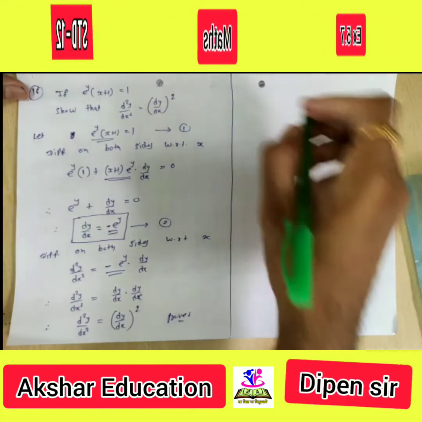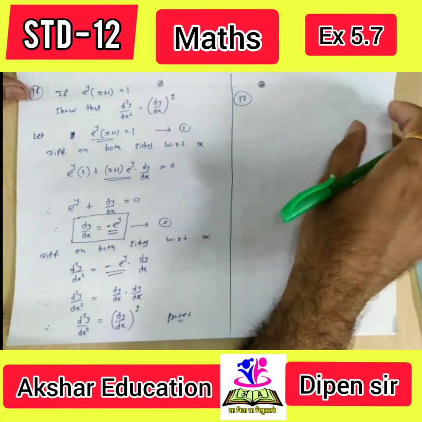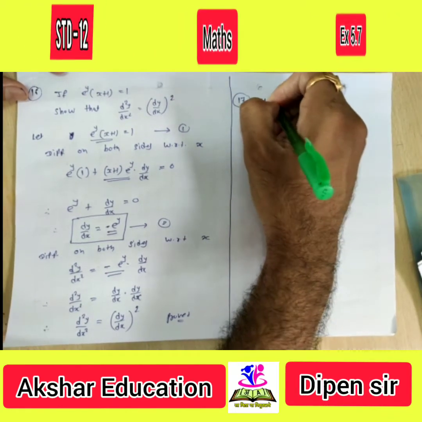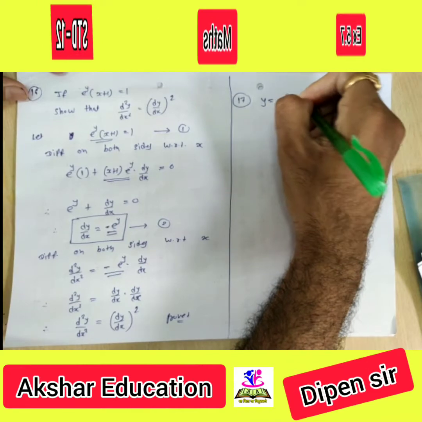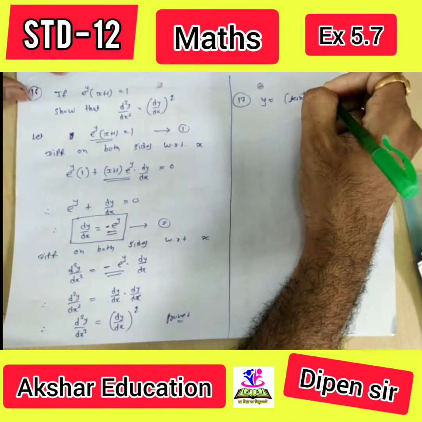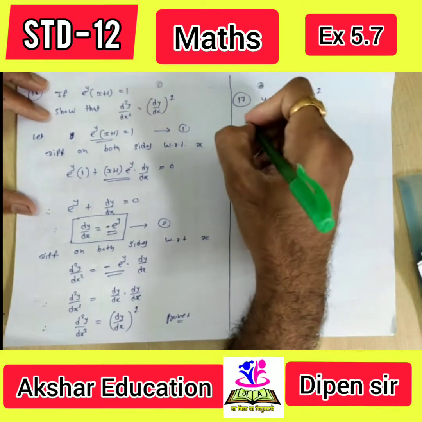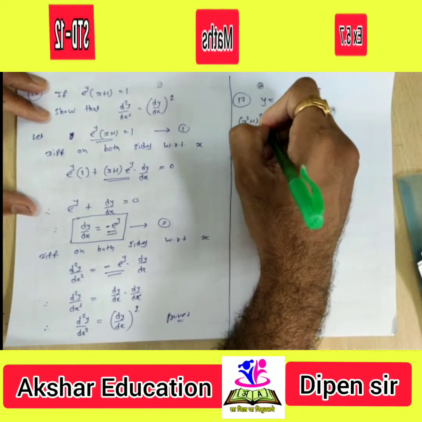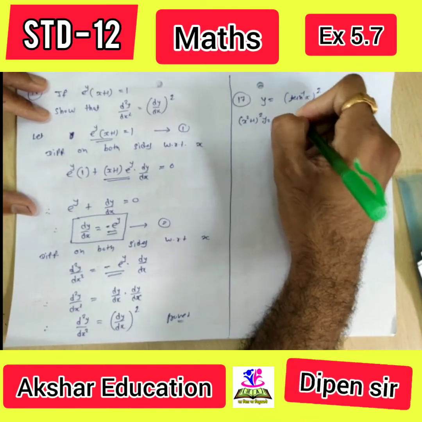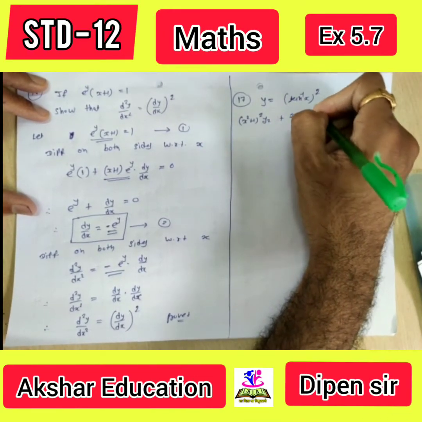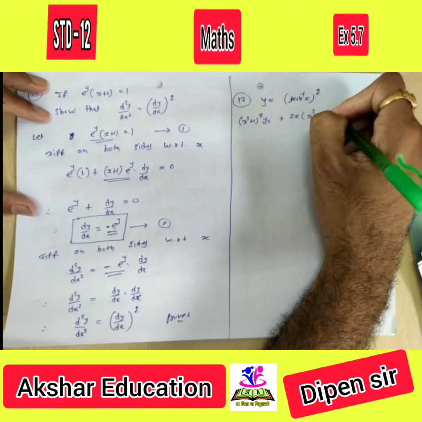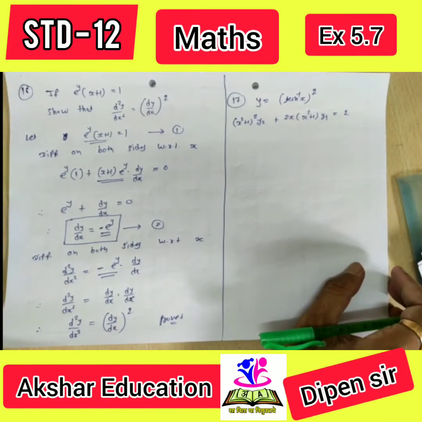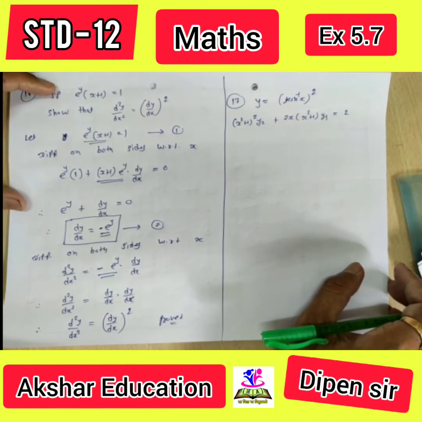Now the last sum, question number 17. Here we are given y equals (tan inverse x) whole square, and you have to prove that (x square plus 1) whole square into y2 plus 2x into (x square plus 1) into y1 equals 2, where y2 and y1 are there. That means we have to find the higher order derivative up to the second order.